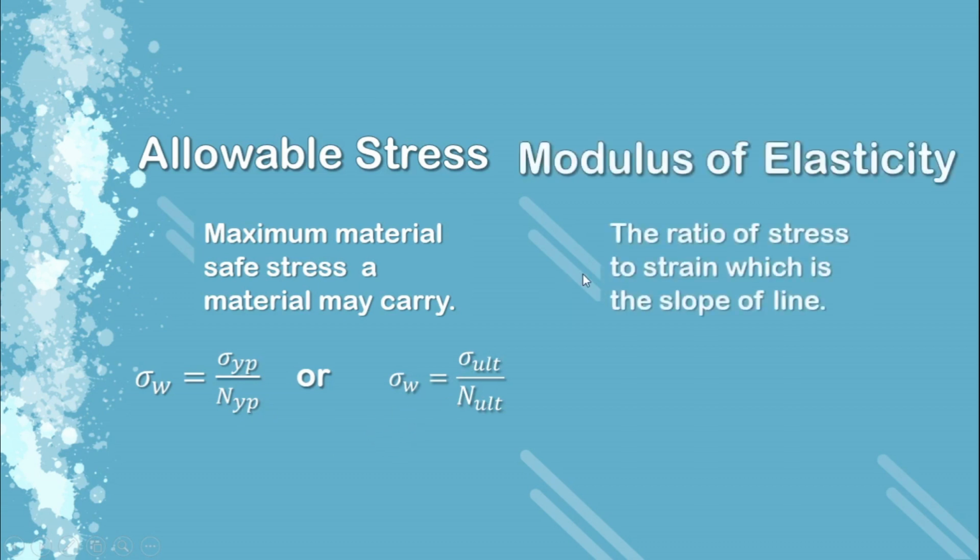Next, modulus of elasticity, the ratio of stress to strain, which is the slope of the line. Modulus of elasticity is denoted by E.